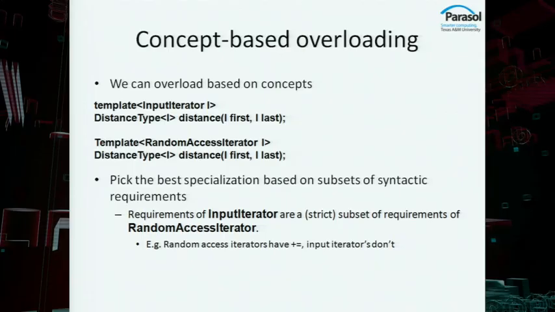Notice I didn't actually say anything about refinement. I know if you were reading the C++0x proposals, there was explicit syntax to refine one concept from another. We don't need that. We just look at the set of syntactic requirements and choose the one that's the most specialized, which just becomes a subset problem. So we can figure out that an input iterator has this set of requirements, and a random access iterator has those plus more: plus equals, plus, minus, subscripting. And we can just pick based on that. There's no other work that you actually have to do there.